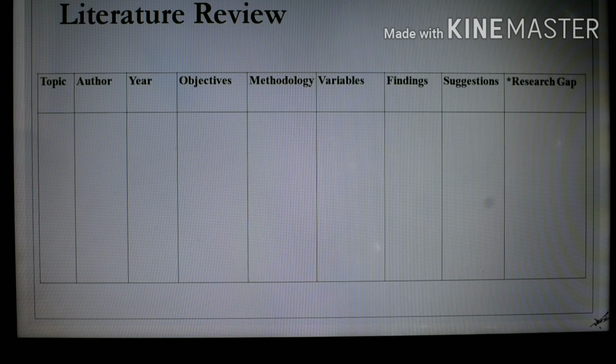In the table format, you have to write topic, author, year, objectives, methodology, variables, findings, suggestions, and the last one is research gap. I already told you that research gap plays a significant role, because our main intention and objective in literature review is to identify the research gap only. So we have to notice this.